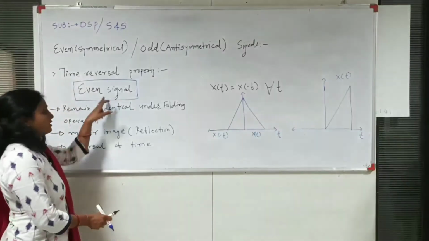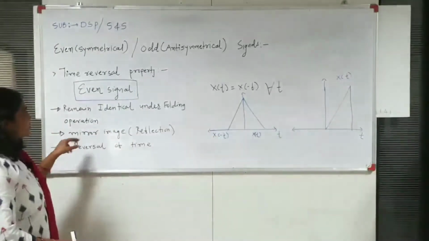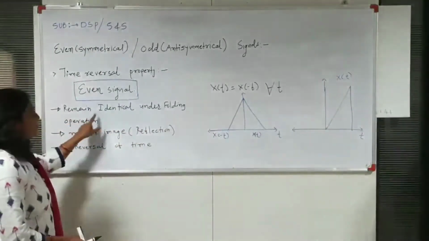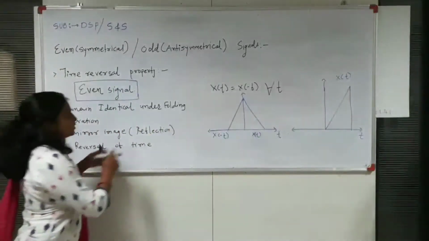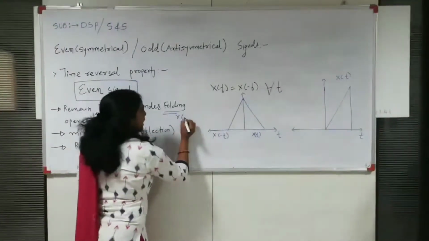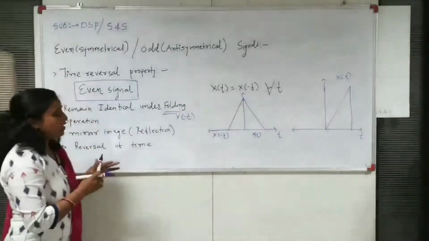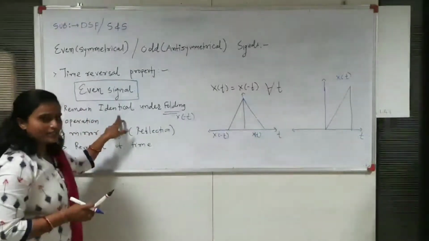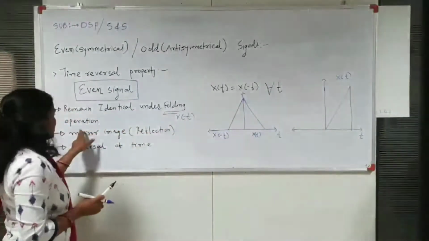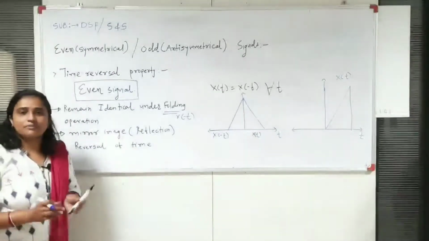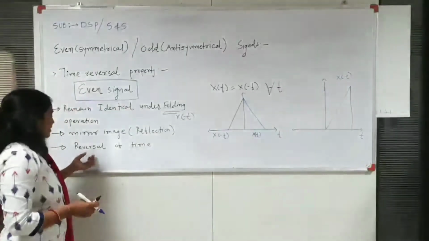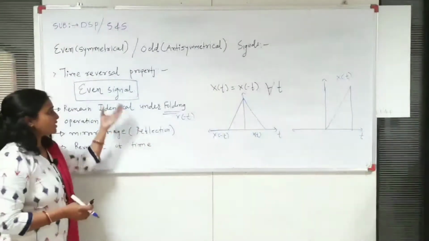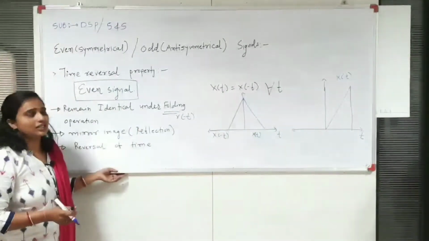Now we start with the even signal. The basic definition of the even signal is that it remains identical, that means similar, under the folding operation. This folding operation is nothing but the time reversal operation. So it remains identical under the folding operation, or we can say it's a mirror image, a type of reflection, a reversal of time. These are the basic definitions of the even signal.